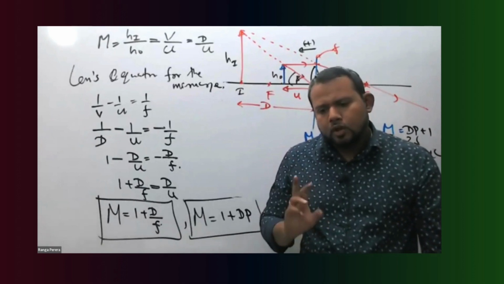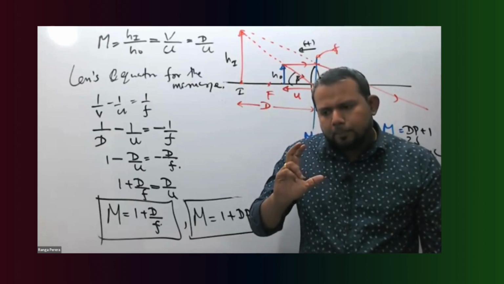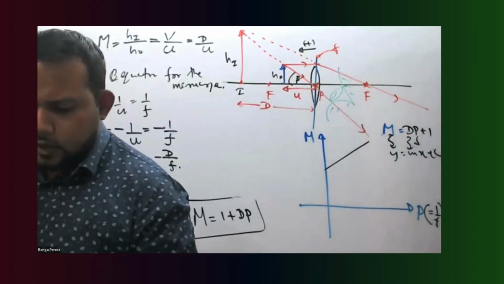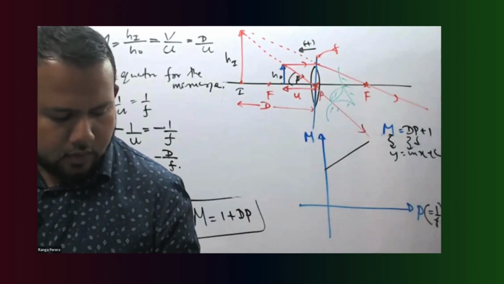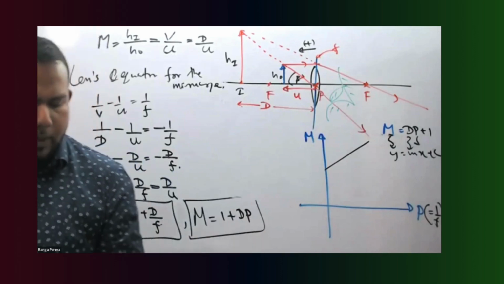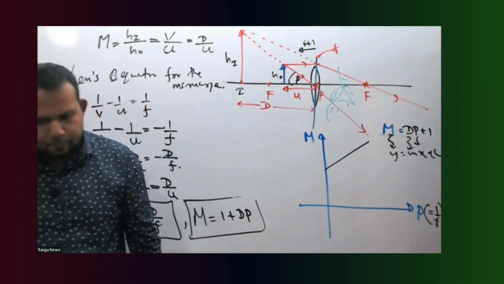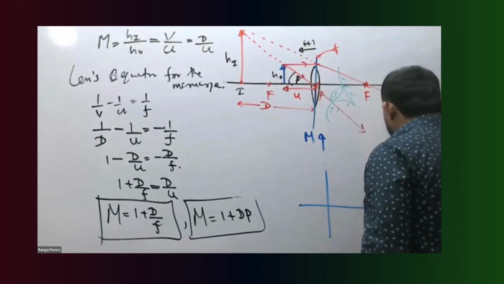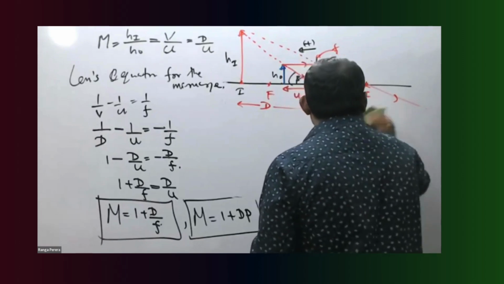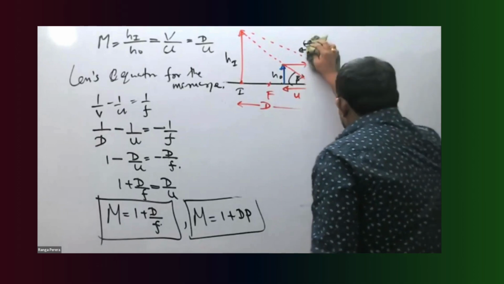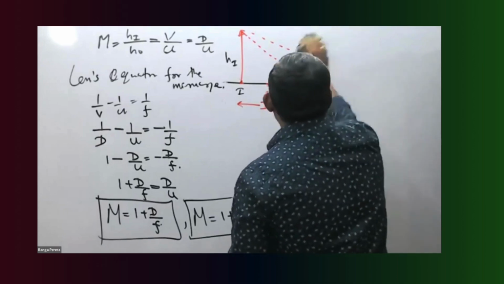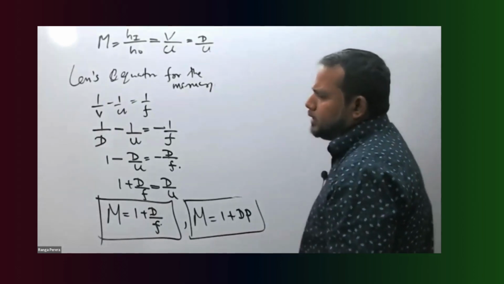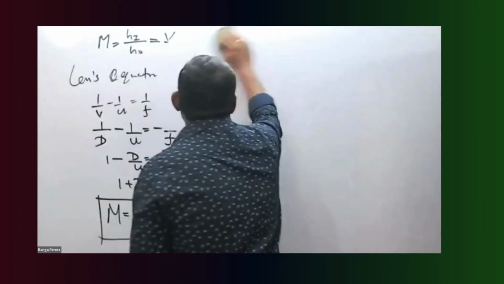Now we are going to do simple microscope abnormal adjustment. We will do that now. Write a topic. Please write a topic: abnormal adjustment of simple microscope.